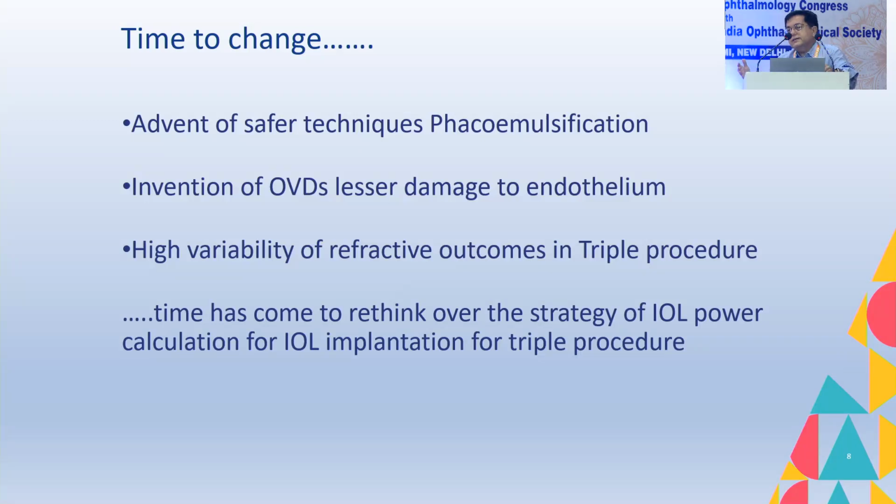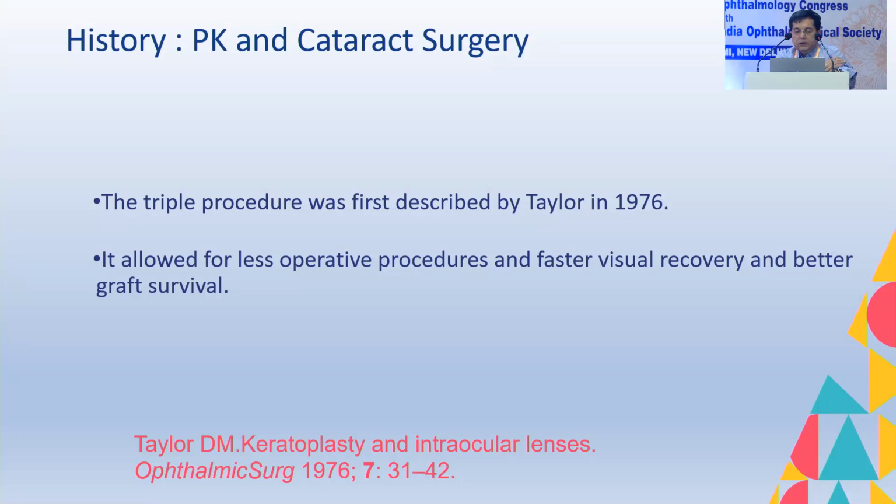So now that cataract surgery has become more of a refractive surgery, these kinds of outcomes will not be acceptable to the patients and will not give a very good vision to the patient. So now that we have a very good, safe technology of phacoemulsification, we have viscoelastics which are very good, which can protect the endothelium. Probably we have to look beyond the triple procedure. So the triple procedure was started way back in 1976 by Taylor, about 50 years ago, and this was the time when aphakia was the norm. The patients would use very thick glasses after surgery and they were fine with it.